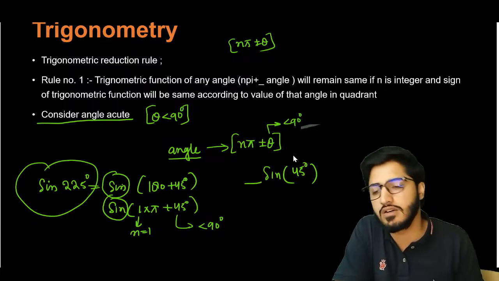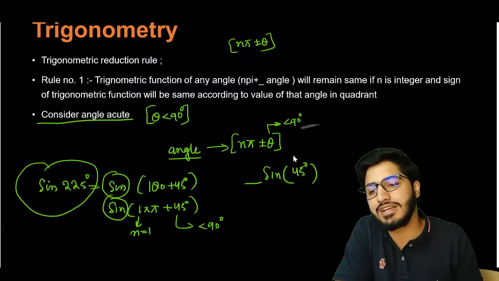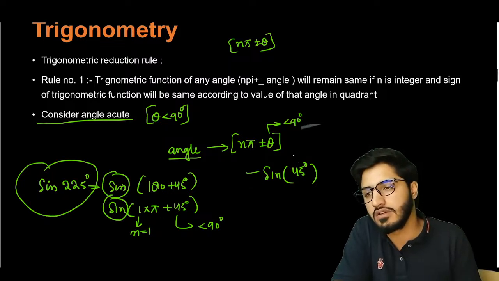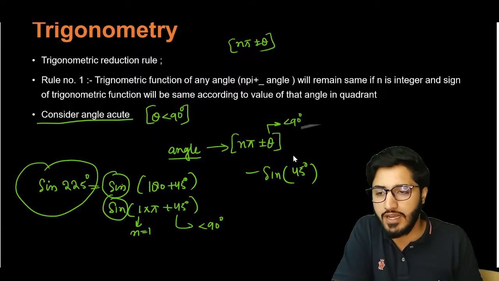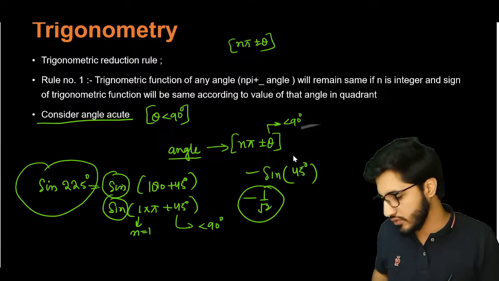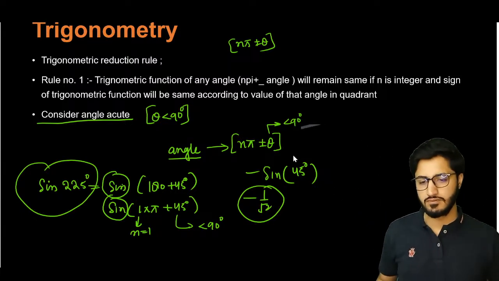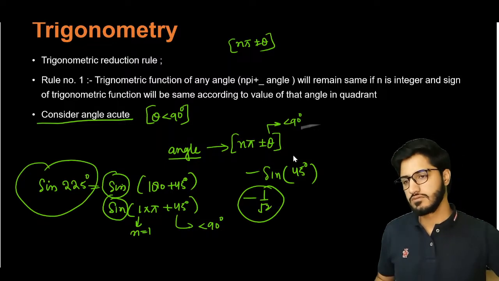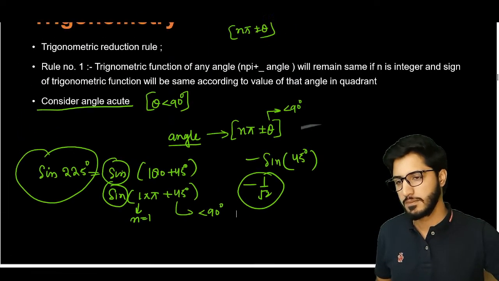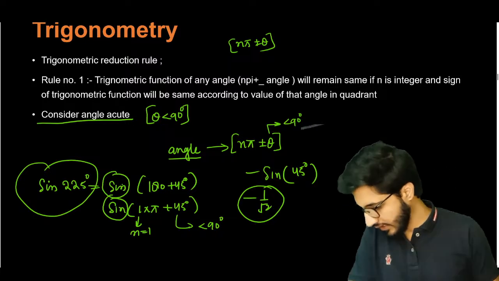But what will be the sign of it? Sine of 180 plus 45 is in the third quadrant. In the third quadrant, sine is negative, so I have to put a negative here. So my answer would be minus sine 45, and sine 45 is 1 by root 2. So my answer came out to be minus 1 by root 2. Clear?